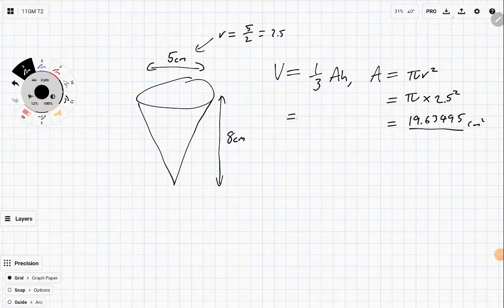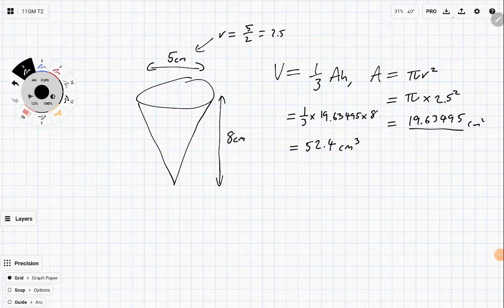So it's going to be a third times 19.634954 times the height of 8 centimeters. And that's going to give us the final answer. That gives us the answer of 52.3598, which to 1 decimal place will just be 52.4 cubic centimeters, or 52.4 milliliters, just as a reminder.